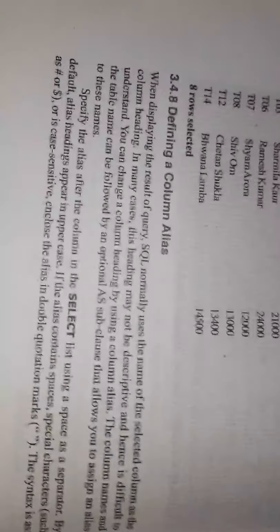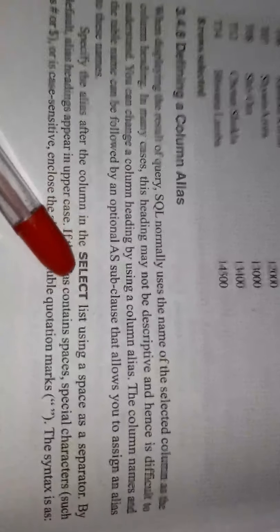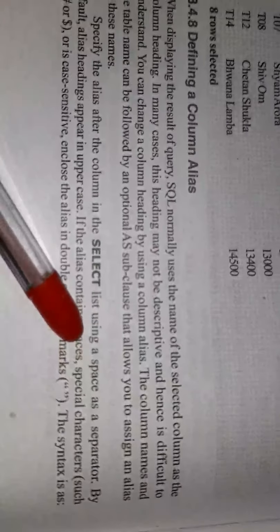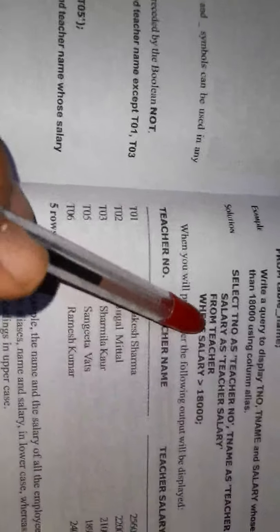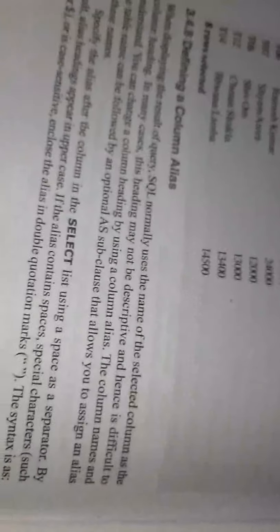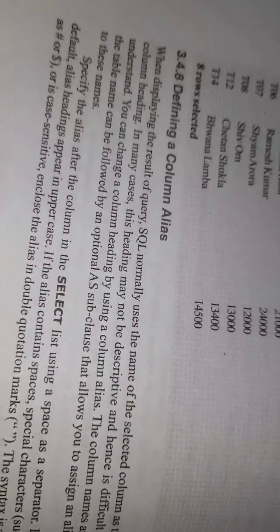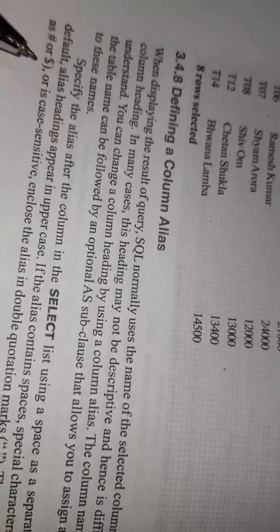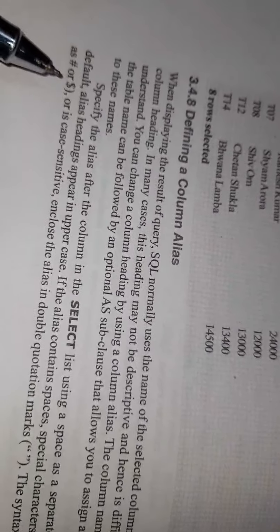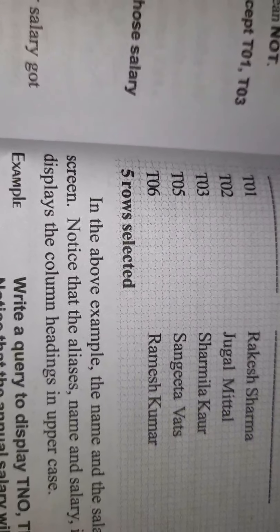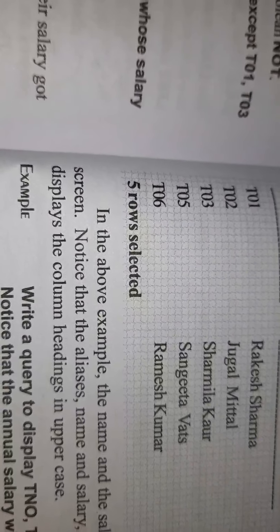Now what you have to know is, if the alias name contains spaces, as you can see here there's a space between teacher and number, in that case you have to enclose it in single quotes. Or if it contains special characters such as hashtag, pound sign or dollar symbol, since it is case sensitive, you have to enclose it in double quotes or single quotes. Depending upon the software you use, you can use double quotes or single quotes.